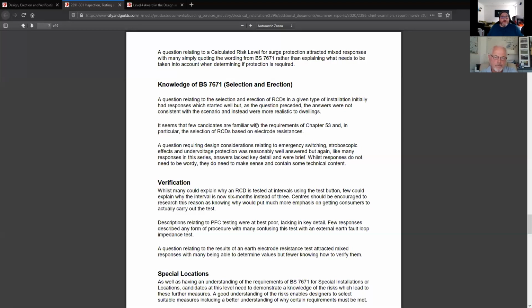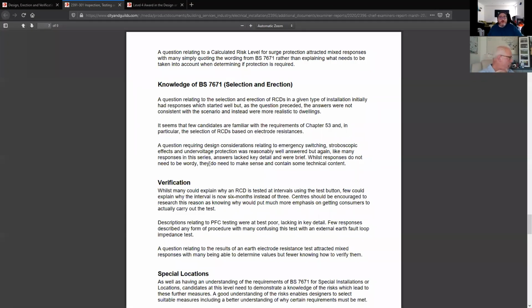Seems few candidates are familiar with the requirements of Chapter 53, and in particular the selection of RCDs based on electrode resistances. That's just Ohm's law, isn't it? And 50 volts, surely. No? Yeah. So, crazy.